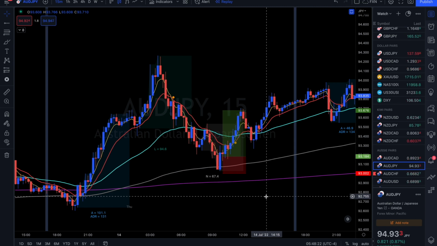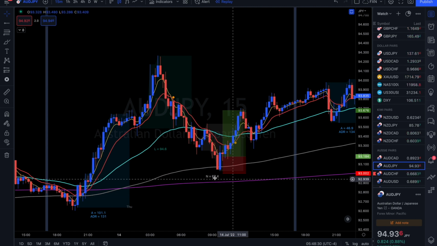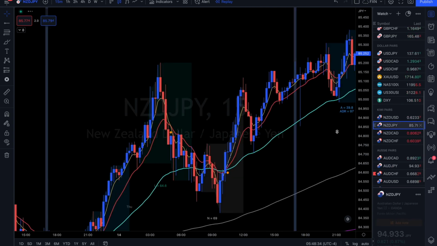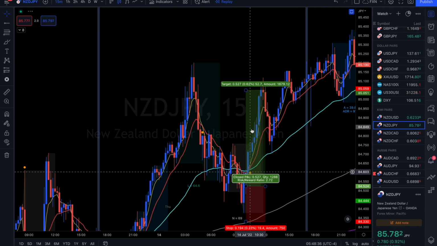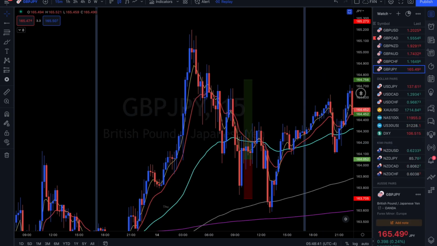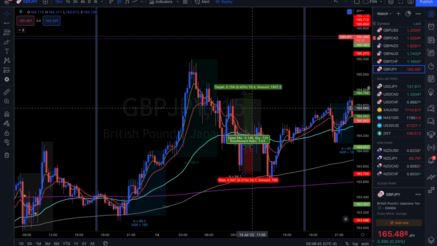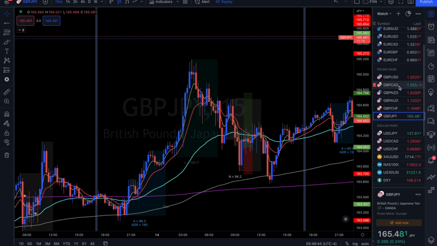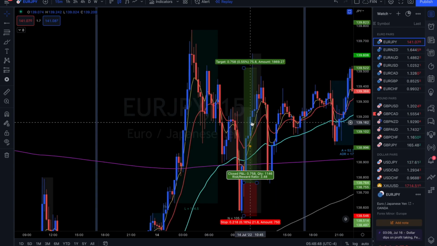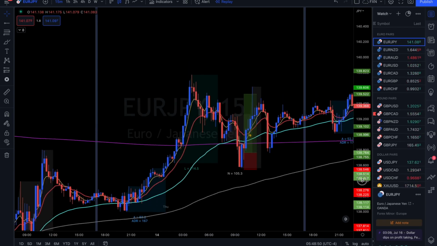So last week, Thursday, we were looking at multiple JPY pairs that were doing damn near identical moves. It was AUD JPY right here, NZD JPY right here, pound JPY right here, and euro JPY right here. So they were all doing very similar moves.